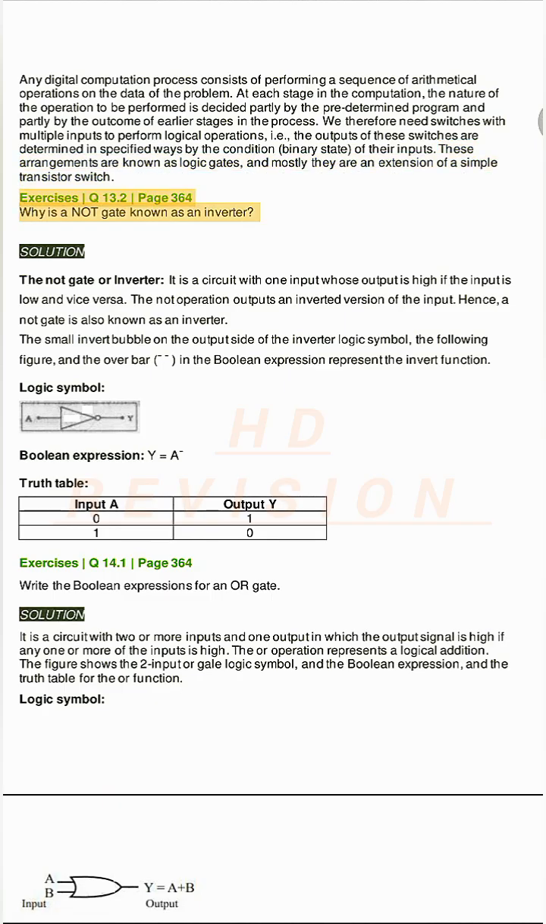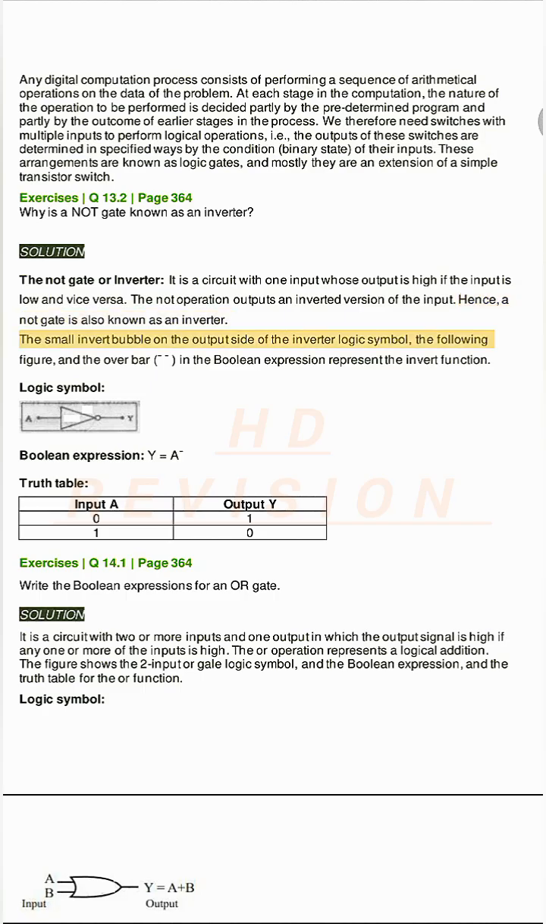Exercises Q13.2, page 364. Why is a NOT gate known as an inverter? Solution. The NOT gate or inverter. It is a circuit with one input whose output is high if the input is low and vice versa. The NOT operation outputs an inverted version of the input. Hence, a NOT gate is also known as an inverter.